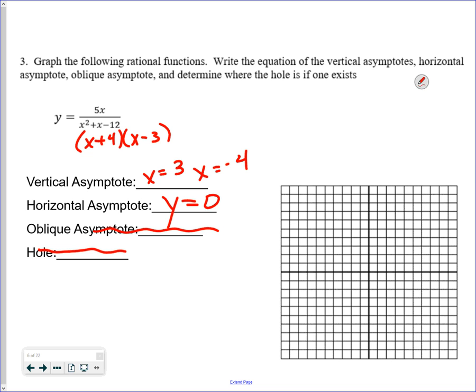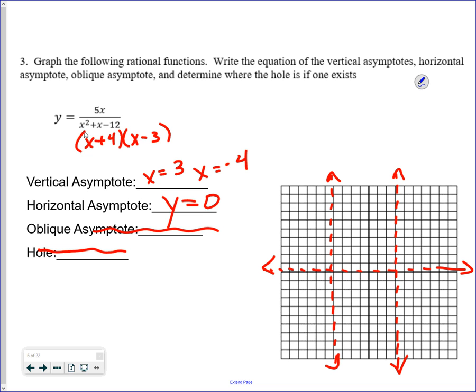So there's 2 vertical asymptotes, one at x equals negative 4, one at x equals 3. Horizontal asymptote at y equals 0. So there's all my asymptotes in the picture.